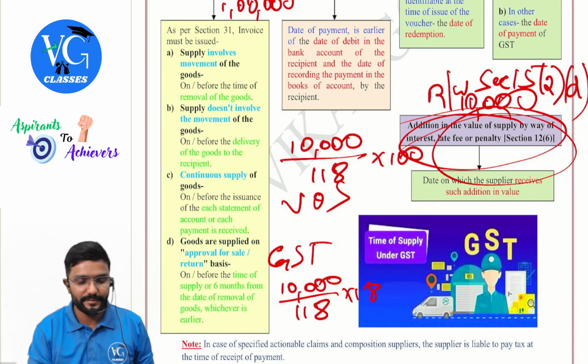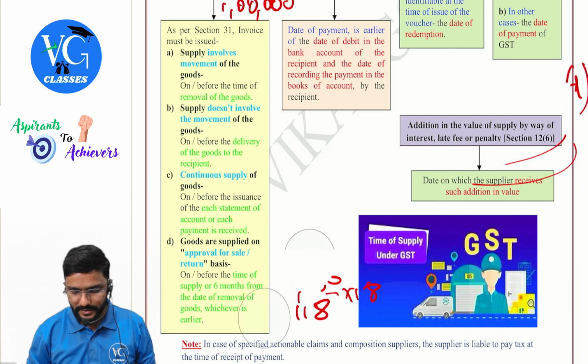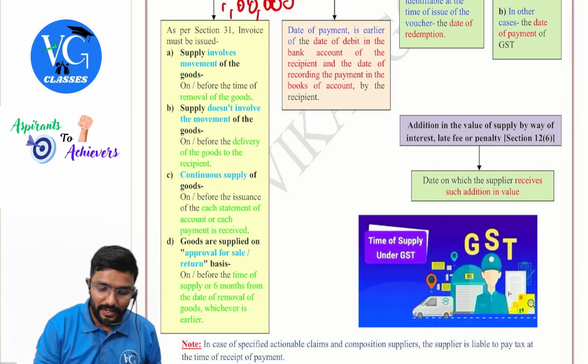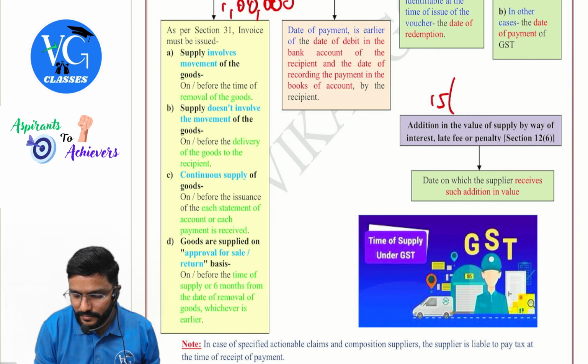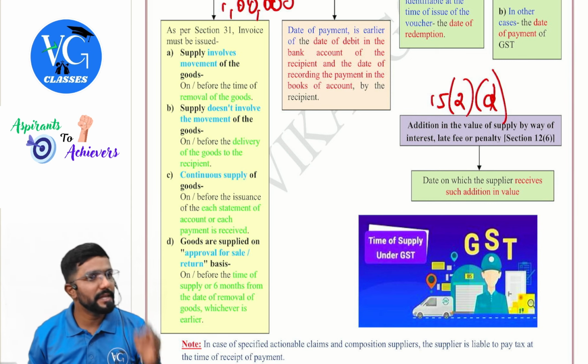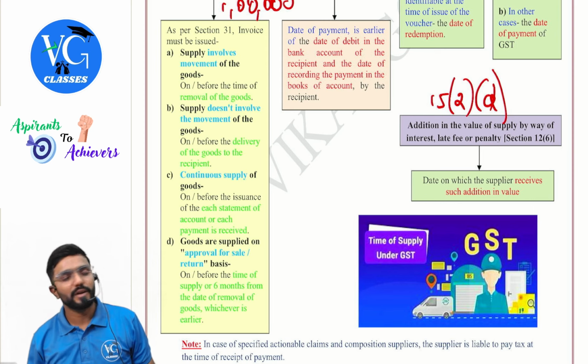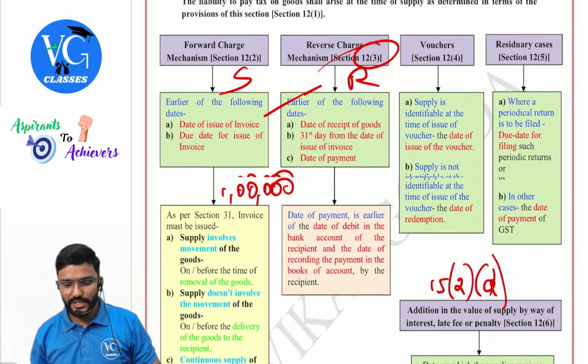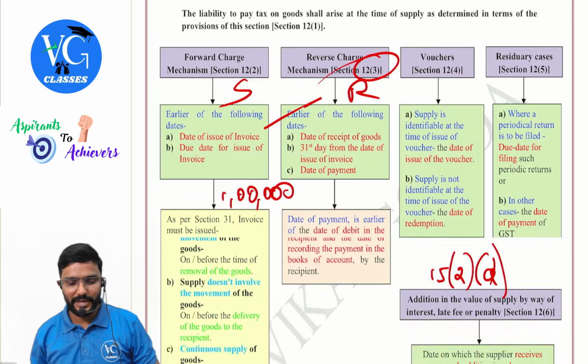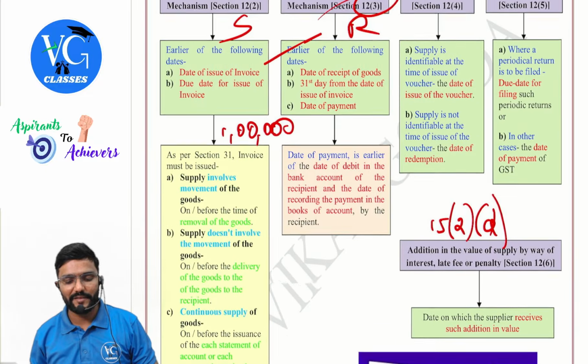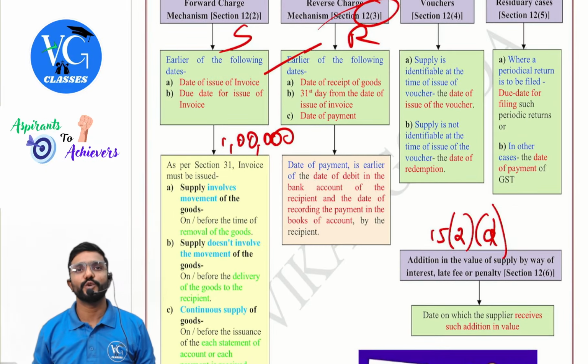If you want me to tell the section clause also, 15(2)(d). Delay in payment. There is a delay in payment for which our supplier is charging what? IPL. Interest, penalty or late fee. Got it? Yes. So this is with respect to time of supply for goods, guys. We have covered everything in time of supply of goods.